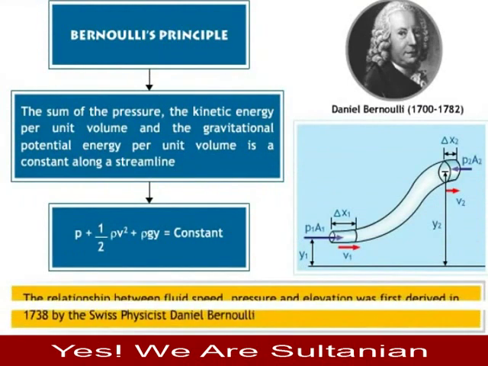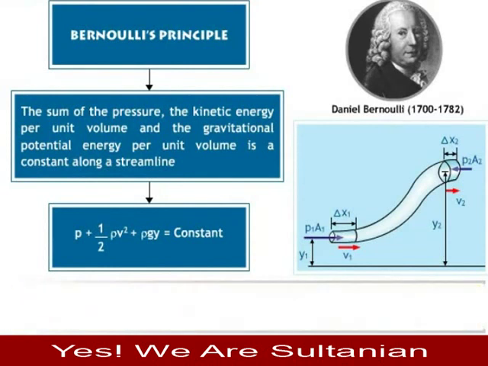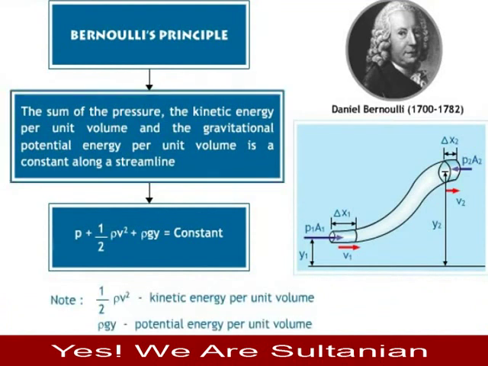Bernoulli's principle. The relationship between fluid speed, pressure, and elevation was first derived in 1738 by the Swiss physicist Daniel Bernoulli. According to him, the sum of the pressure, the kinetic energy per unit volume, and the gravitational potential energy per unit volume is a constant along a streamline.